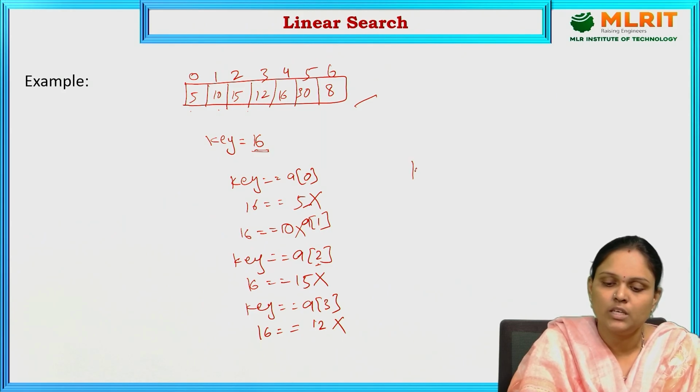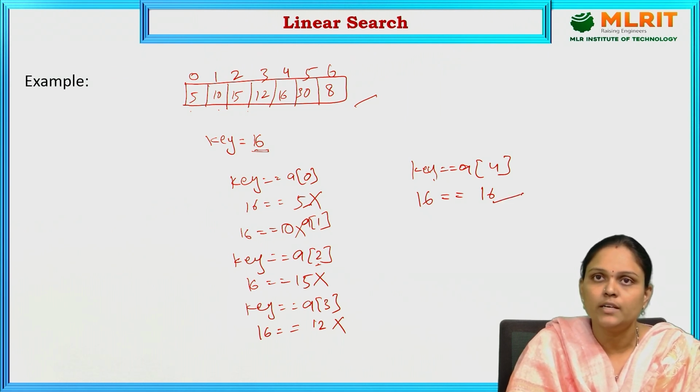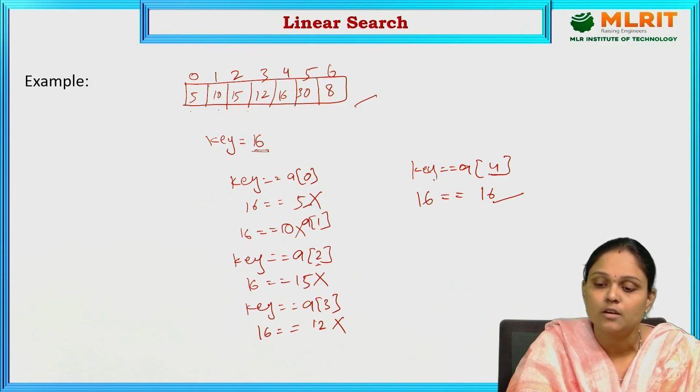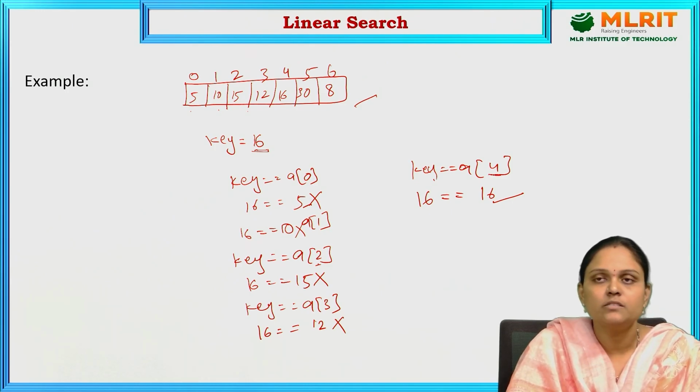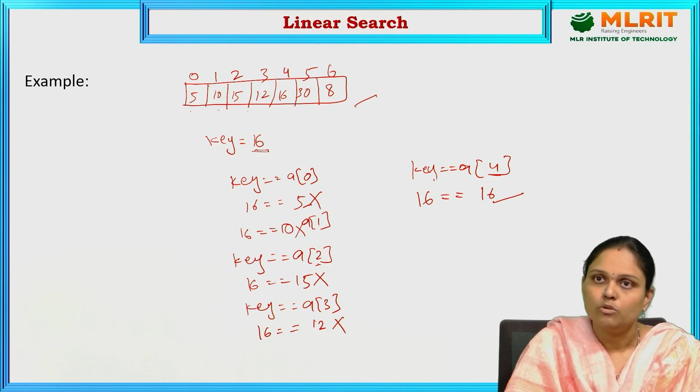And we are checking whether the key is matching with A of 4 or not. Here A of 4 is 16 and the key is 16. So here the condition is true, and we say the target element, the element which you want to search, is found at the 4th index position. As the array index starts from 0 and we are counting the numbers from 1, we say the element is present at index plus 1 position, that is, the 5th position.